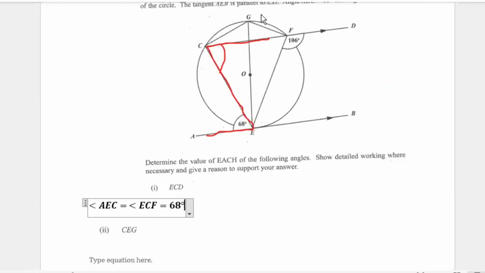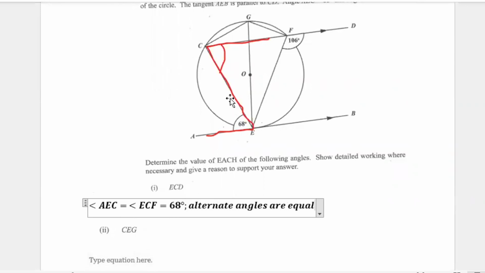So let's see what they said. Show detailed working. There's not much work in there to show. Give a reason. So the reason: alternate angles are equal. So that is our ECD.